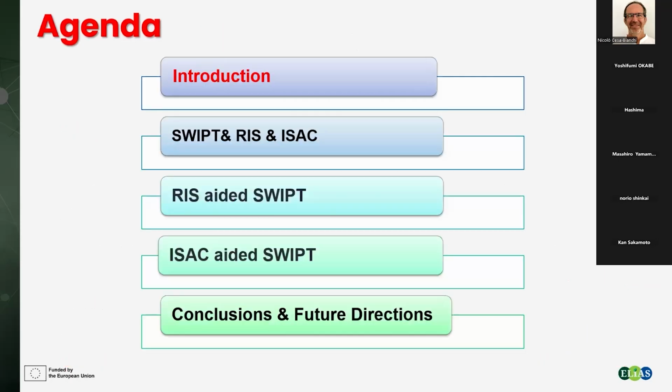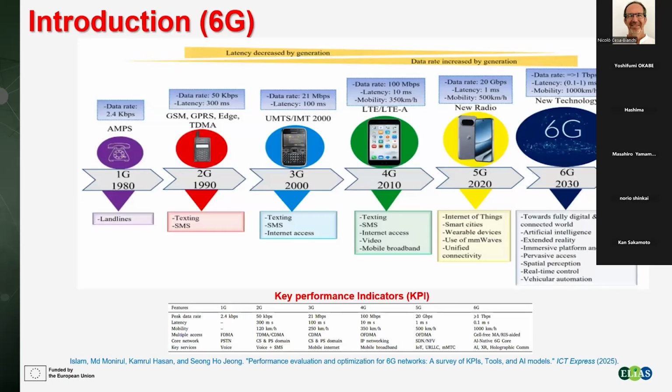Our agenda today: we first have a quick introduction about 6G and IoT devices. Then we will talk shortly about SWIPT, RIS, and ISAC. And then we will have a case study about RIS-aided SWIPT and the importance of RIS to enlarge the SWIPT area. And then we will talk about ISAC-aided SWIPT. Then we will conclude and have some future directions.